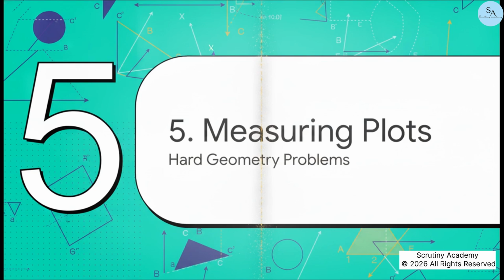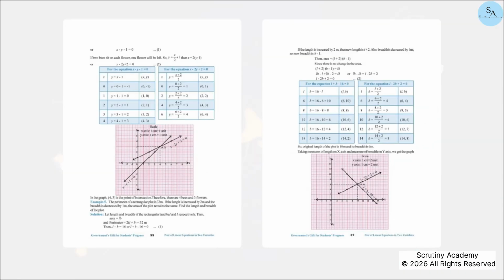Section 5, hard, measuring land plots. Now, what's really interesting about this slide is how we can take what looks like a terrifying board exam level geometry puzzle and just melt it down into 2 simple intersecting lines. The problem asks for the length and breadth of a rectangular plot. We know the perimeter is 32 meters.